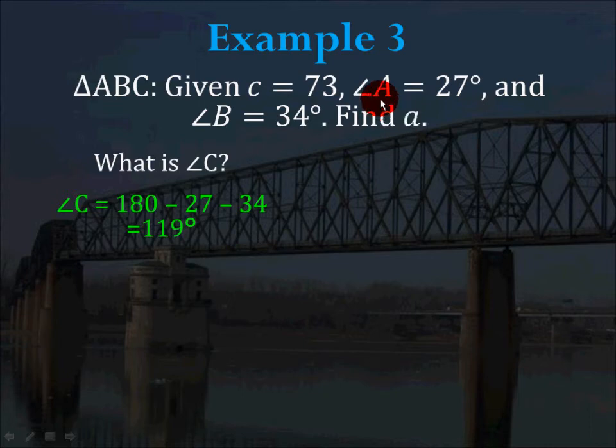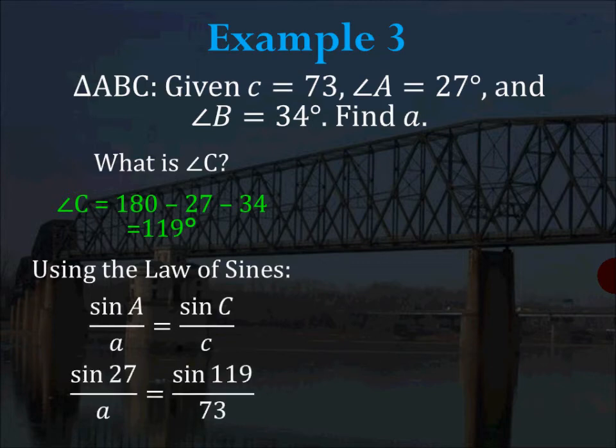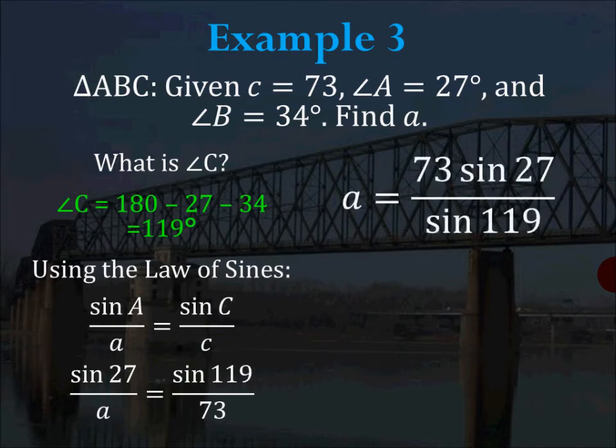At this point, you have angle A, angle C and side c. You now have enough information to solve for side a, and you use this part of the law of sines: sine A over a equals sine C over c. Plug in the values: sine of 27 over side a is equal to sine of 119 over 73. Solving for a, a is equal to 73 sine 27 over sine 119. So a is about 37.9 units. If you're looking for a missing side and you have two of the three angles, you can always figure out the third angle by recalling that the angles of a triangle total 180.